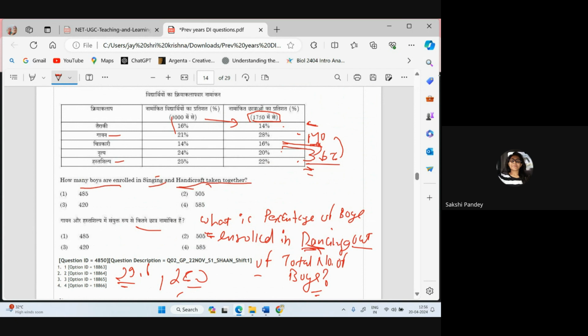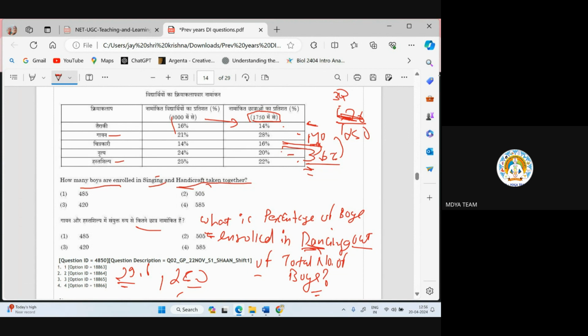Then 576 upon 1250 into 100, this is what we have to do, right? Yeah, this is the total, this is the part, and multiply by 100. I got 370 only. Okay, there might be a calculation mistake, but you have to calculate the number of boys enrolled in dancing in the same way.